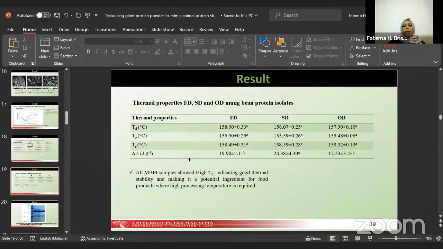Okay, and for the thermal properties, as I mentioned, during the production of meat analog, it will go under high temperature. So you have to make sure that the protein content has good standing ability with high temperature. And we can see from Td, which is the denaturation temperature, that it is quite similar and high for all the samples. And denaturation enthalpy is also high for all the samples. So we can conclude that all of these samples are basically good to undergo the high temperature extrusion process.